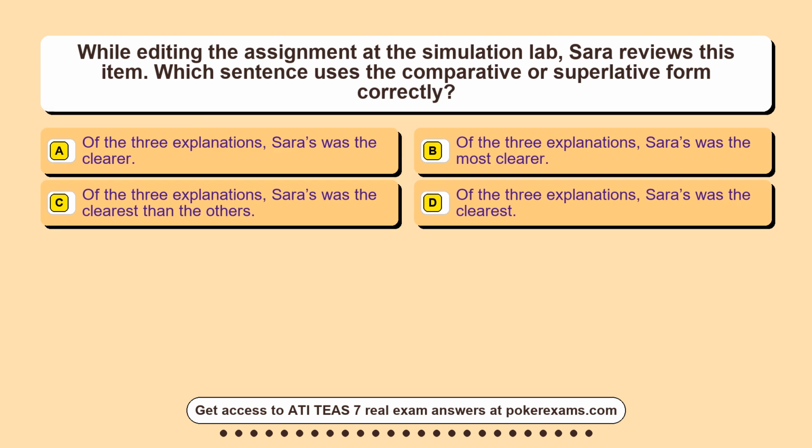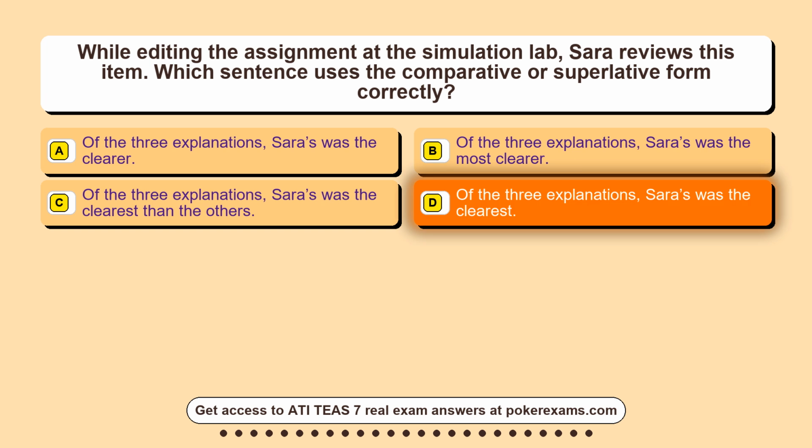While editing the assignment at the simulation lab, Sarah reviews this item. Which sentence uses the comparative or superlative form correctly? Option A. Of the three explanations, Sarah's was the clearer. Option B. Of the three explanations, Sarah's was the most clearer. Option C. Of the three explanations, Sarah's was the clearest than the others. Option D. Of the three explanations, Sarah's was the clearest.